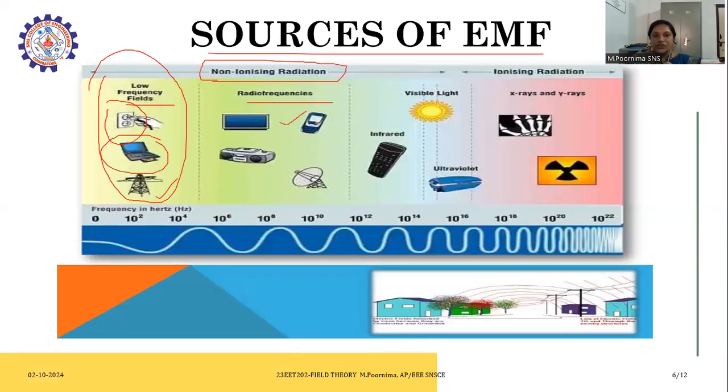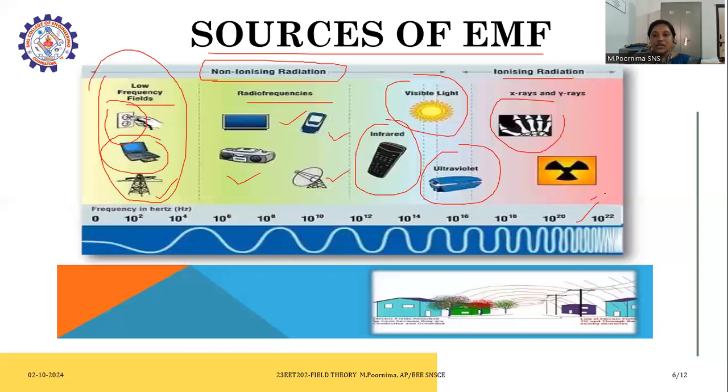Here the particular radio waves have particular frequencies, and that frequency is high when compared to the other frequencies. And the third is ionization radiation frequency. What is it? Infrared rays, visible light, ultraviolet, X-rays, and these rays. For these ranges, the frequencies are high.